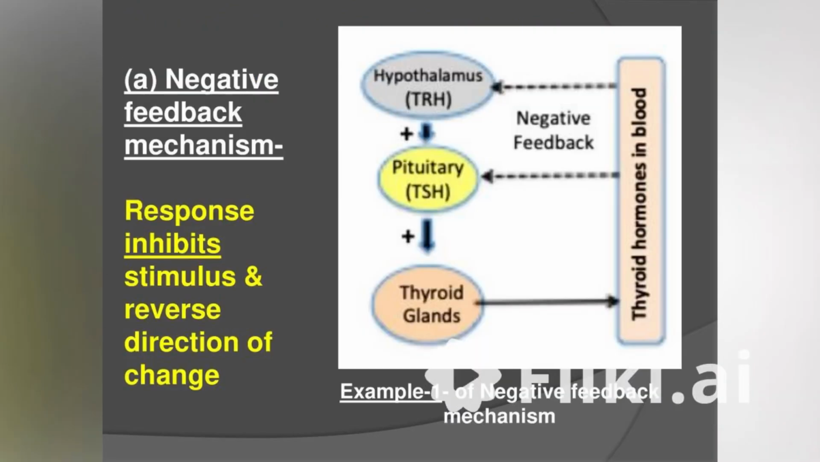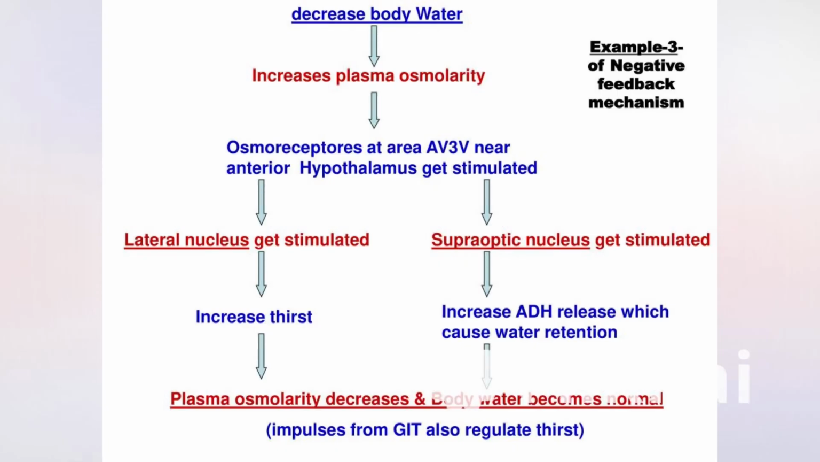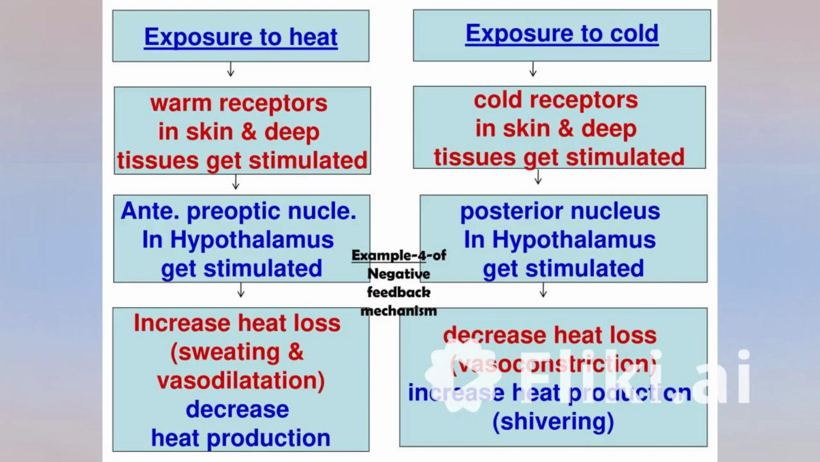First example of negative feedback mechanism is how thyroid hormones are regulated. Second example is how cortisol hormones are regulated. Third example is how body water is corrected in our body. Fourth example is how body temperature is maintained in our body. For exam, at least 3 or 4 examples of negative feedback mechanism should be prepared in form of flow charts.